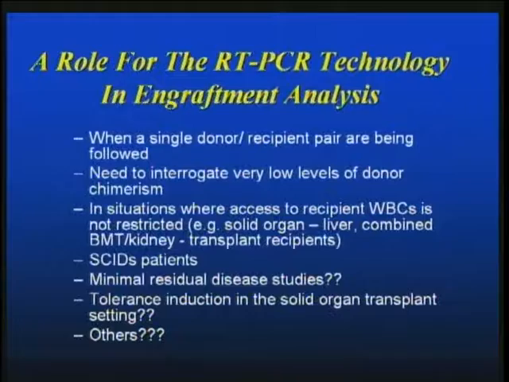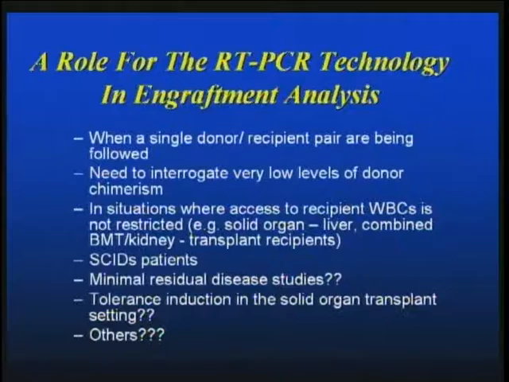If there's an instance where you want to look at very, very low levels of donor chimerism, right now we can't give you better than 2 to 5%, but with this assay we could give you 1 in 10,000, supposedly, once we test it out and make sure of it. You could use it in situations such as solid organ transplantation, for example, where access to white blood cells from a recipient is not a problem, such as in liver patients, which oftentimes are referred to us with chronic GVHD.